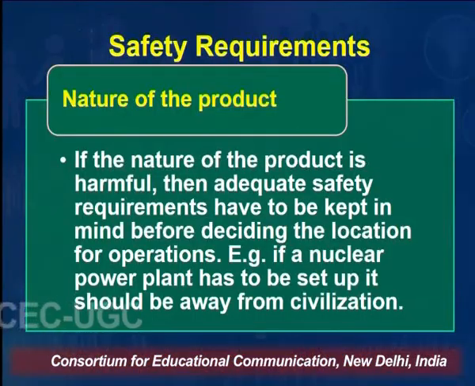Then you have to see the safety requirements also. Safety requirements depend on the nature of the product. For example, if the nature of the product is harmful, then adequate safety requirements have to be kept in mind before deciding the location for operation. For example, if a nuclear power plant has to be set up, it should be away from civilization. This is very necessary and very true.